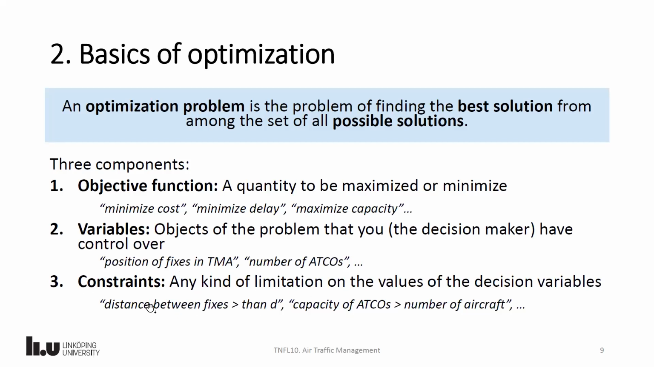And then we have the constraints, which are the limitations on the values of the decision variables. Again, taking an example from what we saw before, a constraint can be the distance between the fixes, or the capacity of the air traffic controller, which has to be larger than the number of aircraft that they can handle, etc.